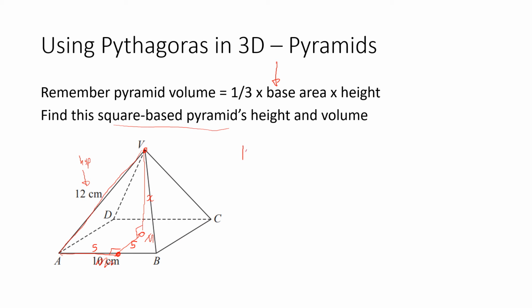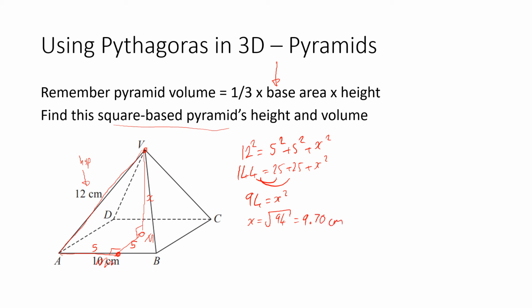We've got 12 squared, hypotenuse, is equal to 5 squared, and 5 squared, and our height squared. Let's work that out. So 144 is 25 plus 25 plus x squared. Let's subtract those from there. We'll end up with 94 is equal to x squared, and that's going to give us x is the square root of 94, which is 9.70 centimeters. That's our height.